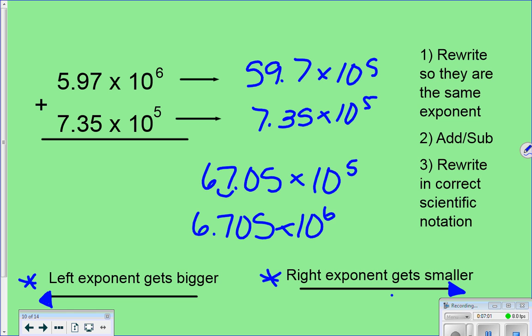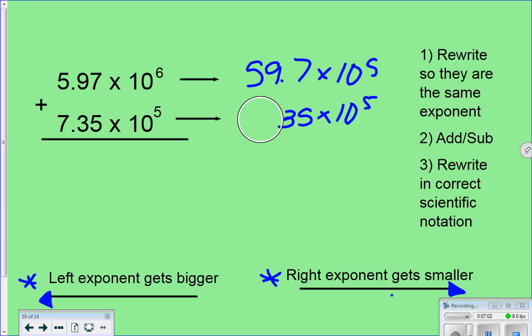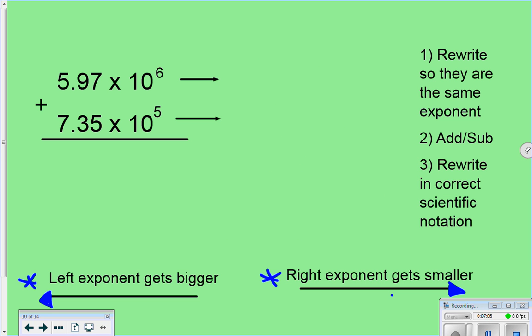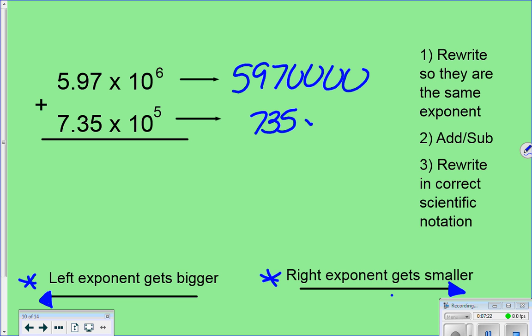Because if I would write these out in number form, let's write these out in number form, shall we? So this one is 6 places. So 1, 2, 3, 4, 5, 6. How many zeros is that? 5. 1, 2, 3, 4. Is that right? 1, 2, 3, 4, 5, 6. Okay. And this one is 7.35, and then 3 zeros.